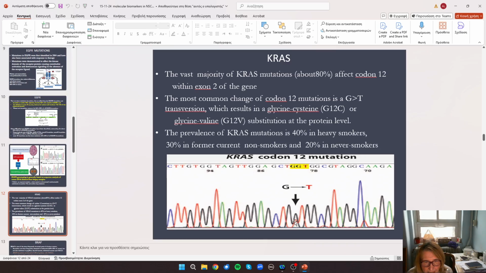This is the Sanger sequencing for a patient with mutation G12C, where we can see here two peaks. The guanine base has been replaced by thymine. This is a point mutation event. And in recent years, this mutation can be targeted with a specific inhibitor.